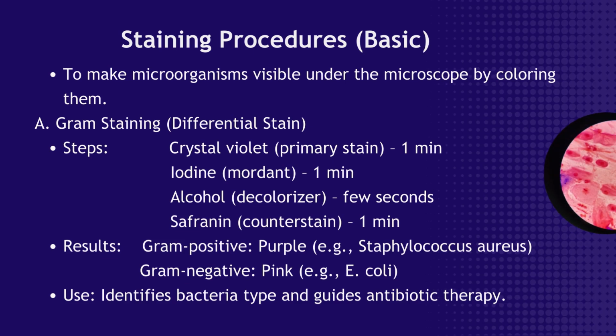Staining procedures, basic: to make microorganisms visible under the microscope by colouring them. Gram staining, differential stain. Steps: crystal violet, primary stain, 1 minute; iodine, mordant, 1 minute; alcohol, decolorizer, few seconds; safranin, counterstain, 1 minute. Results: gram positive, purple, e.g. Staphylococcus aureus; gram negative, pink, e.g. E. coli. Use: identifies bacteria type and guides antibiotic therapy.